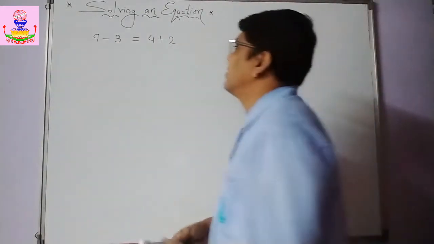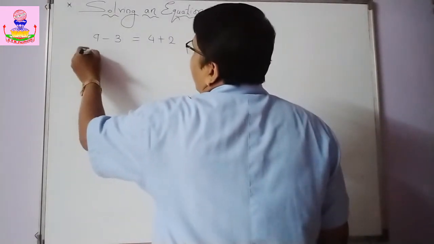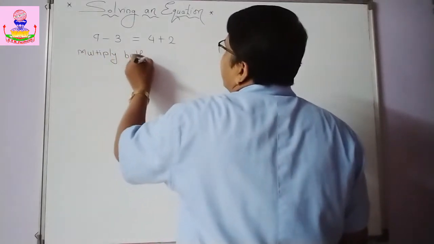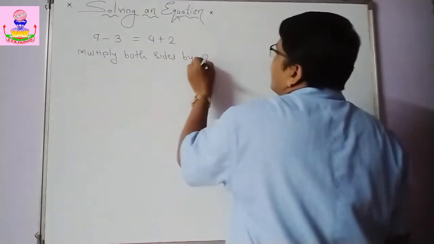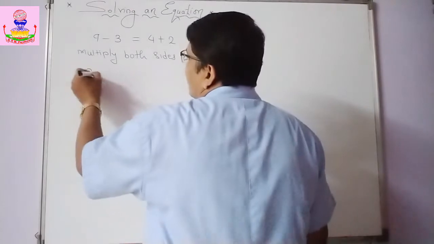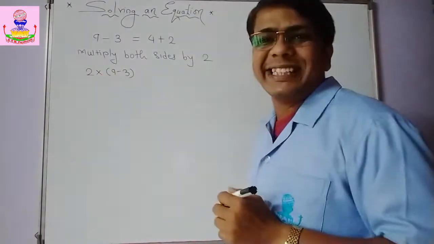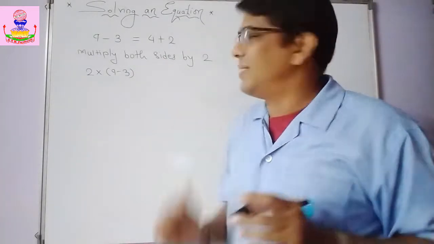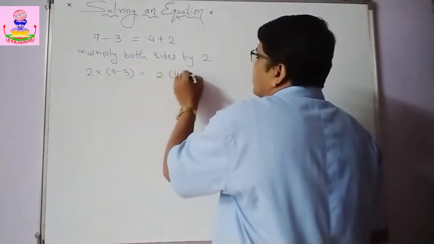So multiplication. What I am doing now? Multiply both sides by 2. So what I did? 2 into, put bracket, 9 minus 3. If there is no bracket, the meaning changes. So I want that bracket. Then that is equal to 2 into 4 plus 2.